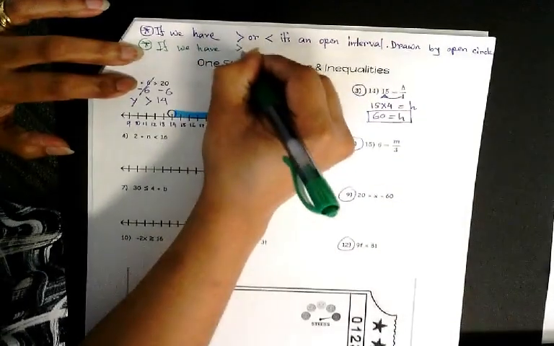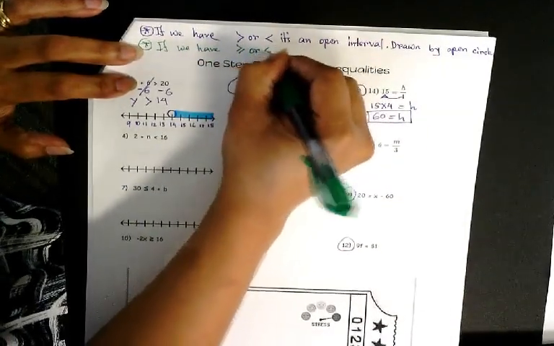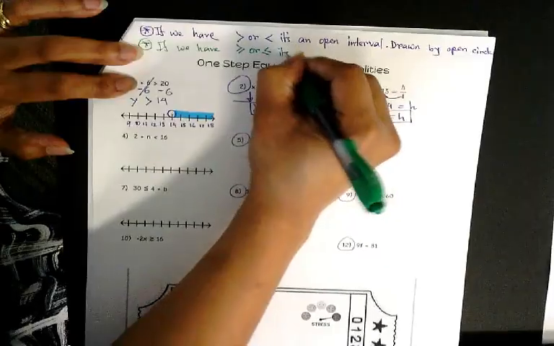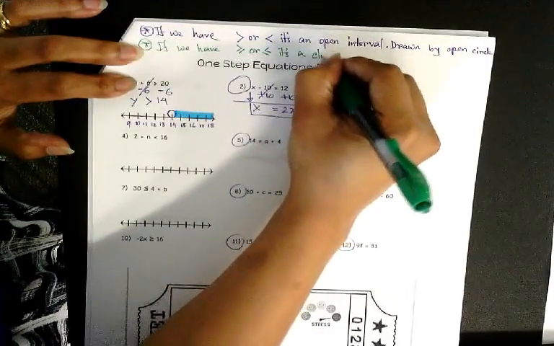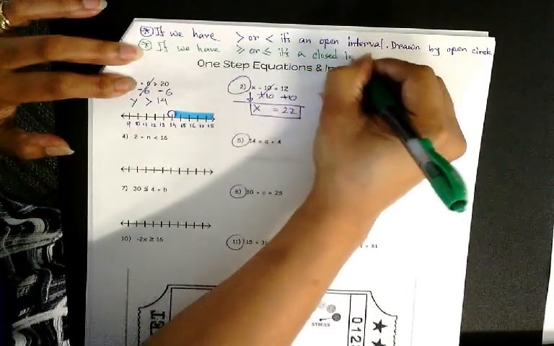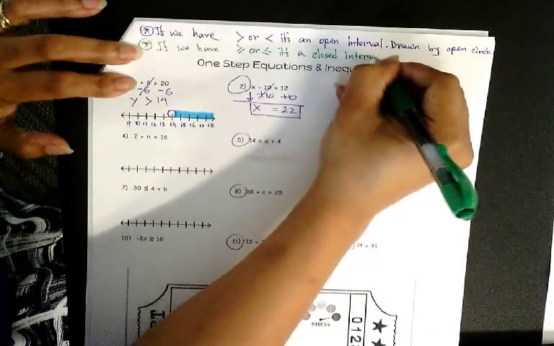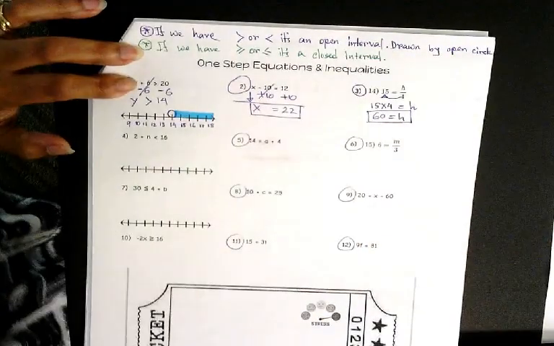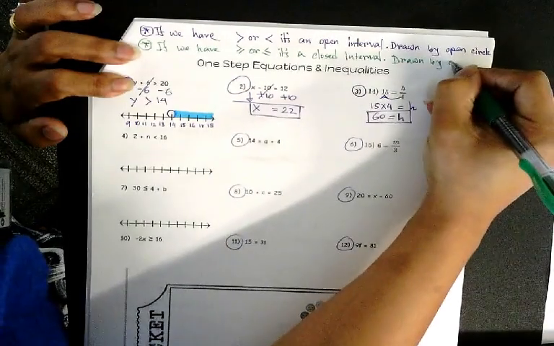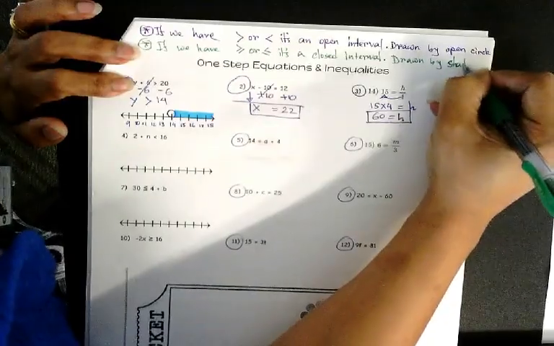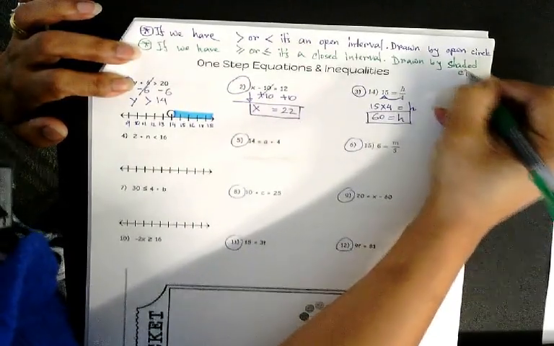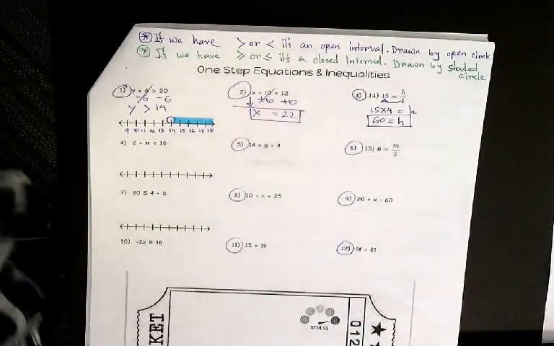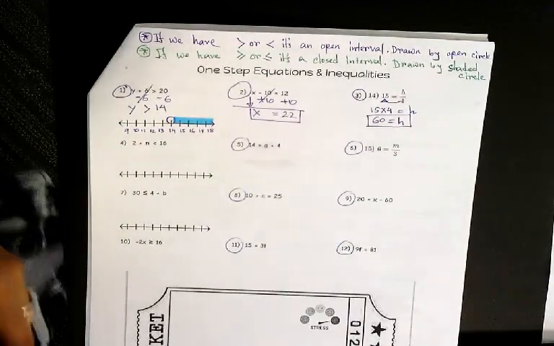Greater than or equal to, or less than or equal to. It's a closed interval. Closed circle, shaded circle. Shaded or filled out, however you want to write it down. Okay.